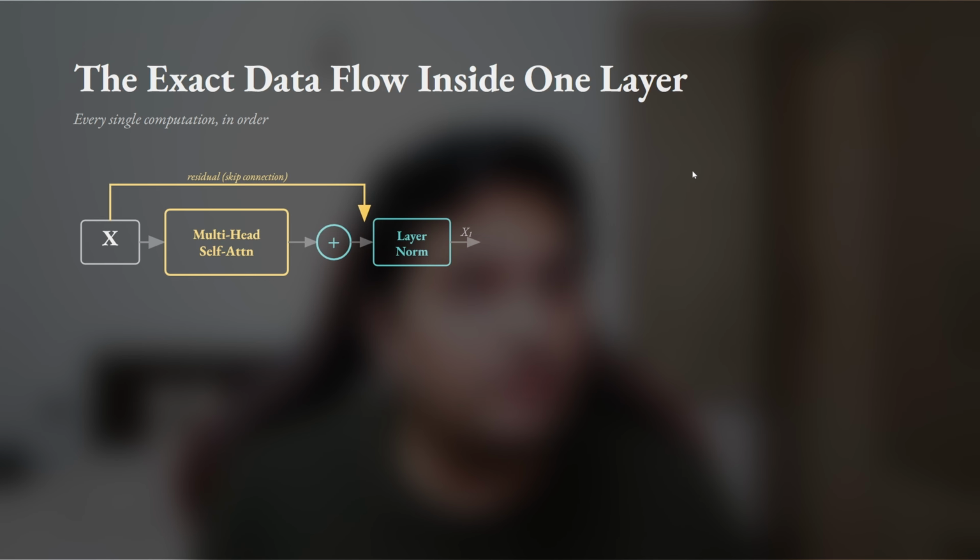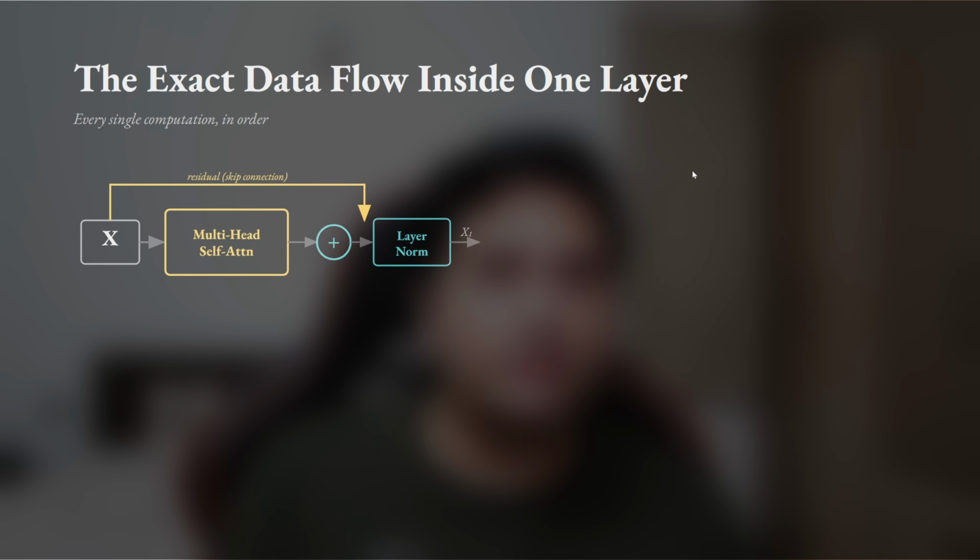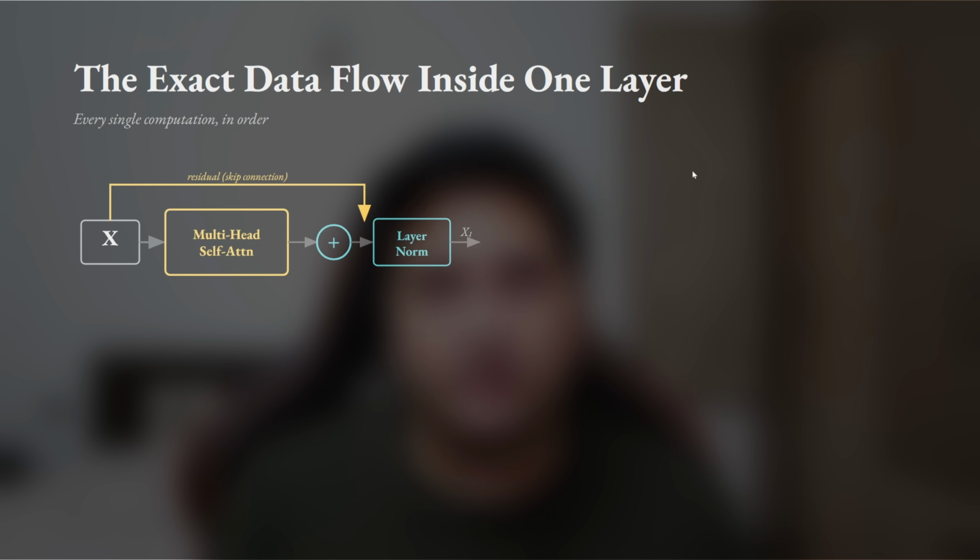After self-attention produces its output, let's call it H, the two paths meet at a plus circle. The original X, which traveled along the bypass, is added element-wise to H, and then that sum passes through the first layer norm box, which normalizes it. The result is labeled, let's say, X1, the first refined version of our token representation, ready to continue into the next sublayer.